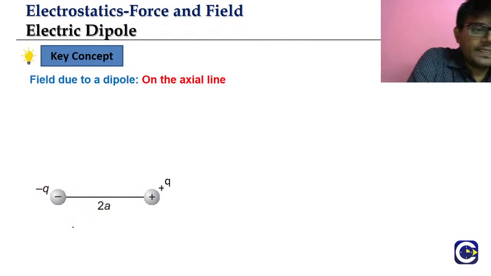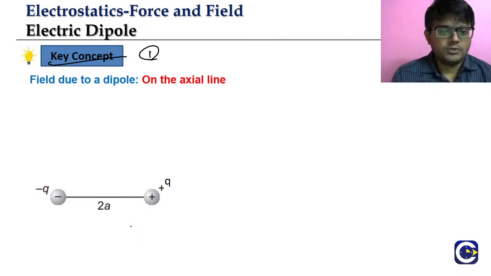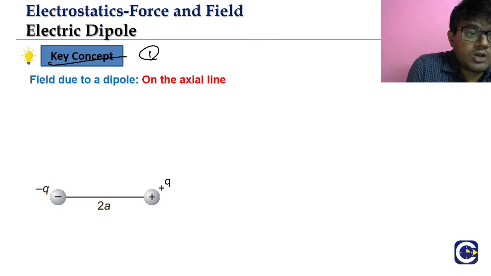Next, look at the field due to a dipole. This is about the electric field produced by the dipole. Here we are talking about the field due to a dipole on the axial line.